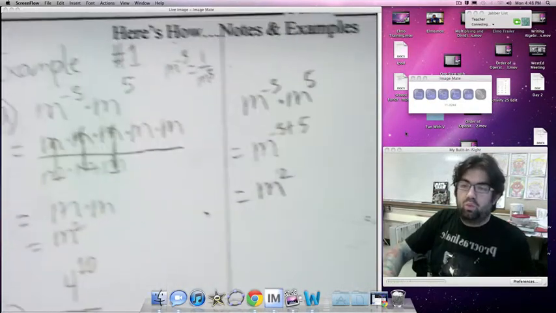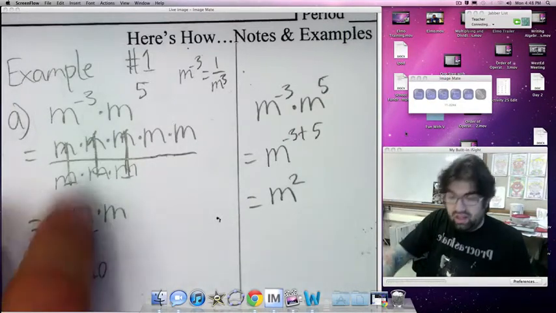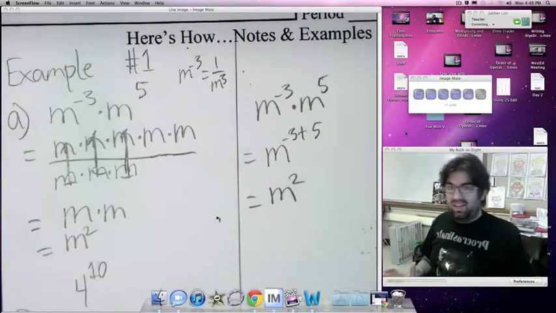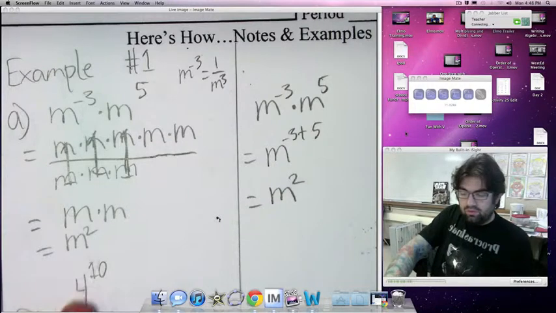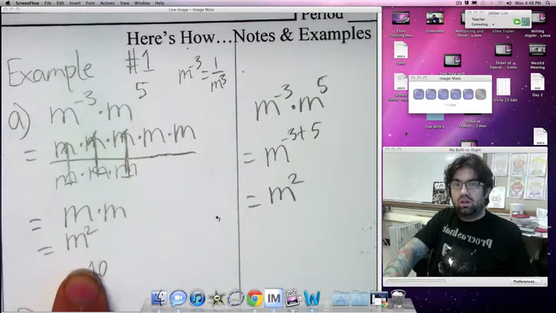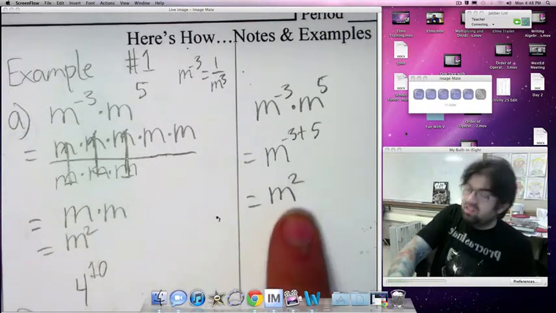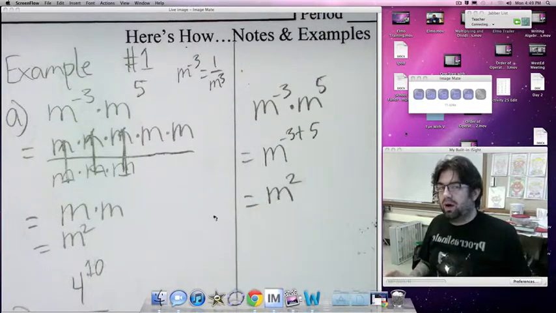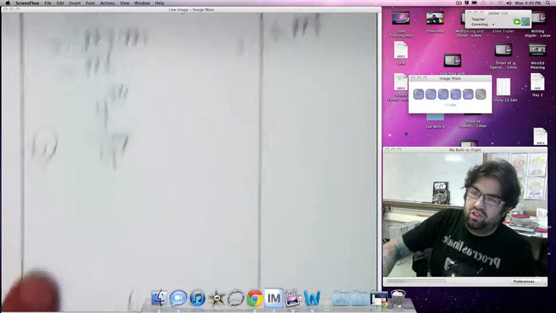Look at the amount of work we had to do over here, and think about what we did with the properties over there. So are the properties something that you have to know for a test? No, if you can figure this out, go for it. But if you're doing 60 problems on tests and you only have so much time, it might be better to know the properties. All right, let's go on to another example.